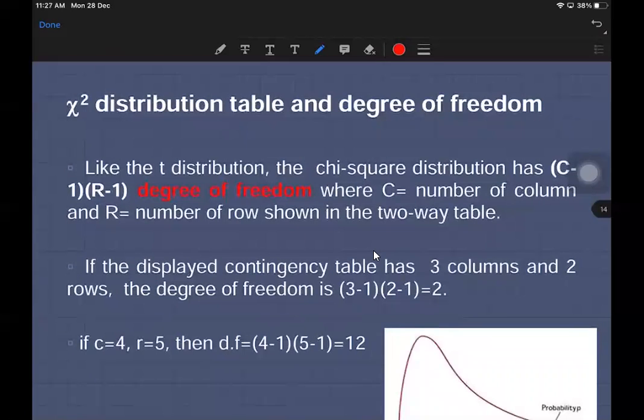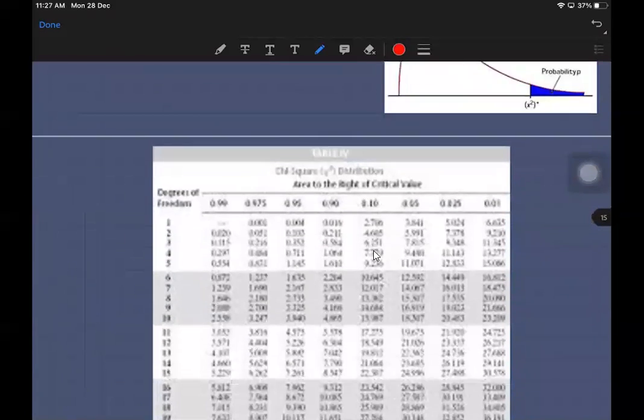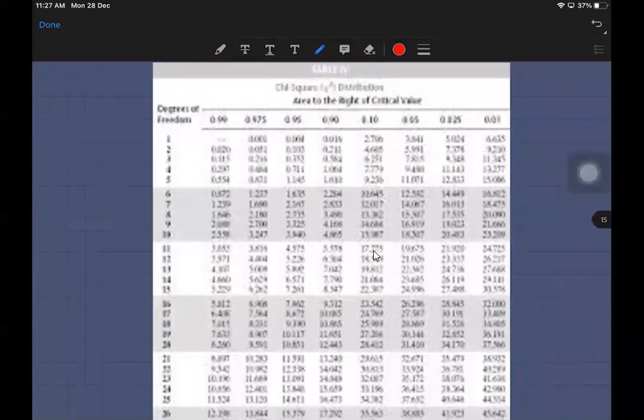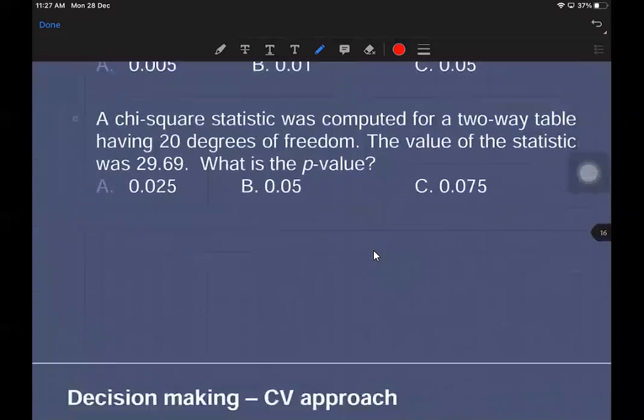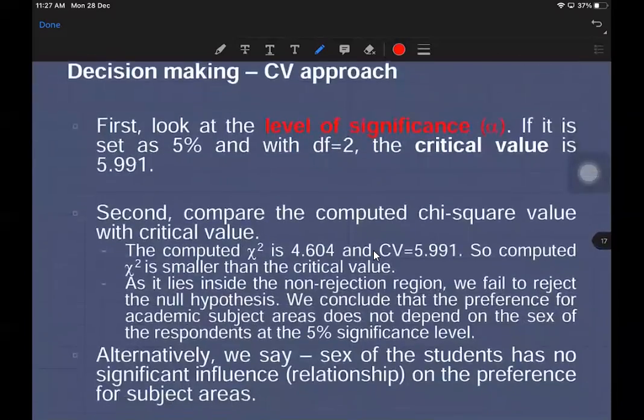So if the contingency table has 3 columns and 2 rows, like the example just now, the degree of freedom will be 2. Okay, 2. This is the chi-square distribution table that I have shown you just now. We will get back to the exercise later on.